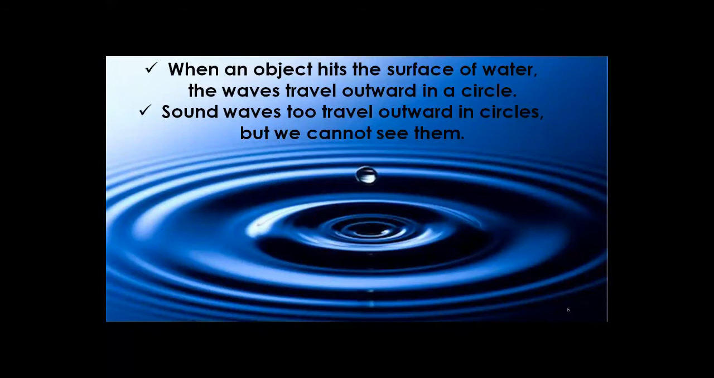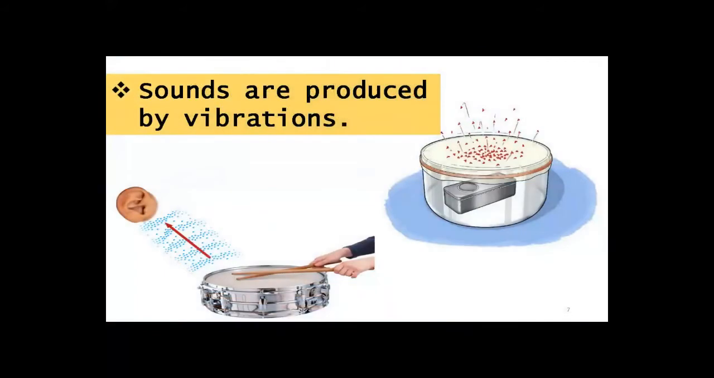Observe this picture. When you hit the skin of the drum, it causes a disturbance. You can see that this causes a disturbance by creating vibration, through which our ears can hear sound. So basically, sounds are produced by vibration. This picture of the drum very clearly explains how vibration is produced. But what is vibration?